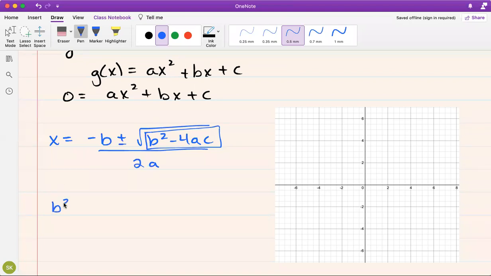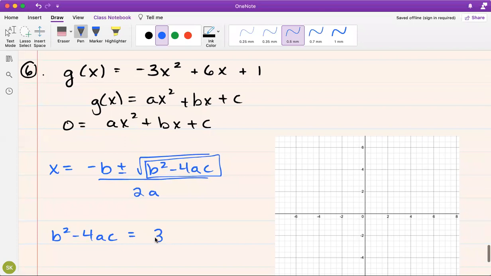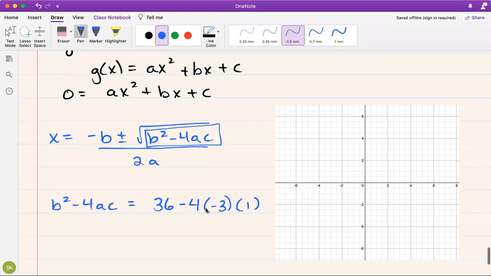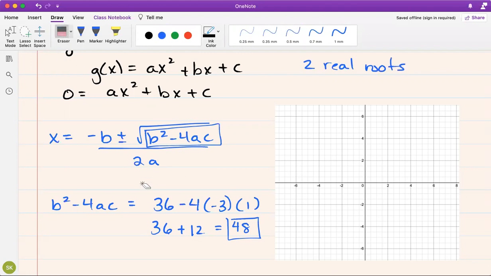So let's see, b squared minus 4ac is equal to, well, here the b is 6. So this is 36 minus 4. A is negative 3, and c is 1. Okay, 36 minus 4 times a times c. And you can see that I get 36 plus 12, which is 48. So this number is positive, which tells me I'm going to have two real roots. Because I have two real roots, let's go ahead and find what they are.